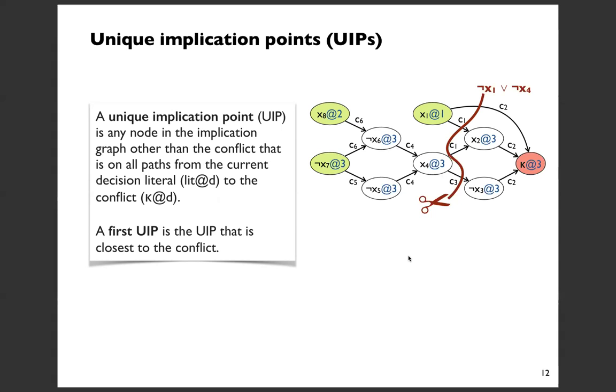But there is also another important thing. So this is the first unique implication point. Certainly, having a unique implication point is good. Let me backtrack. If you have a unique implication point, then the conflict clause will have only one literal whose decision, either explicit or implied, was made at the current level.